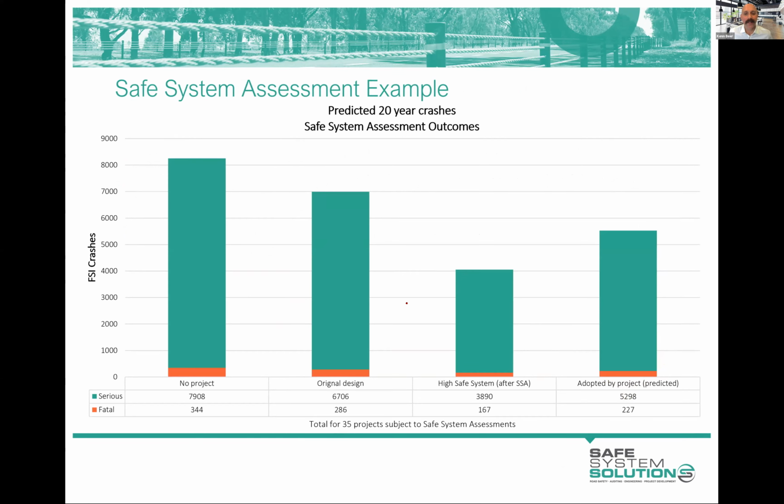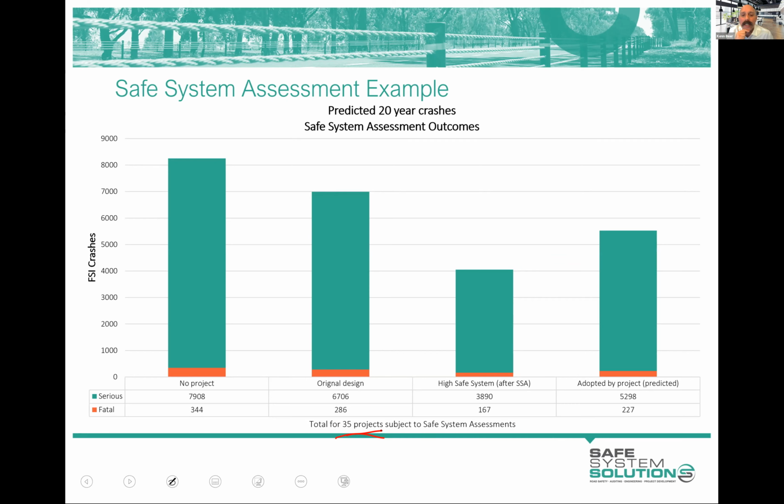Okay, I want to start with this graph, and it tells quite a story. So I'm going to spend a little bit of time on it, and it may spring some ideas or questions from you. What it is, is the central output of an independent evaluation of 35 major safe system assessments. I mean, they were major projects that had proper safe system assessments done.